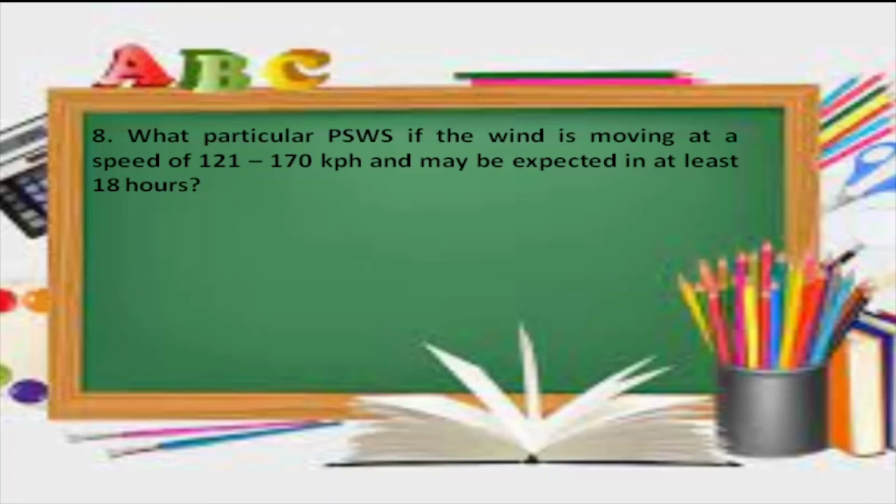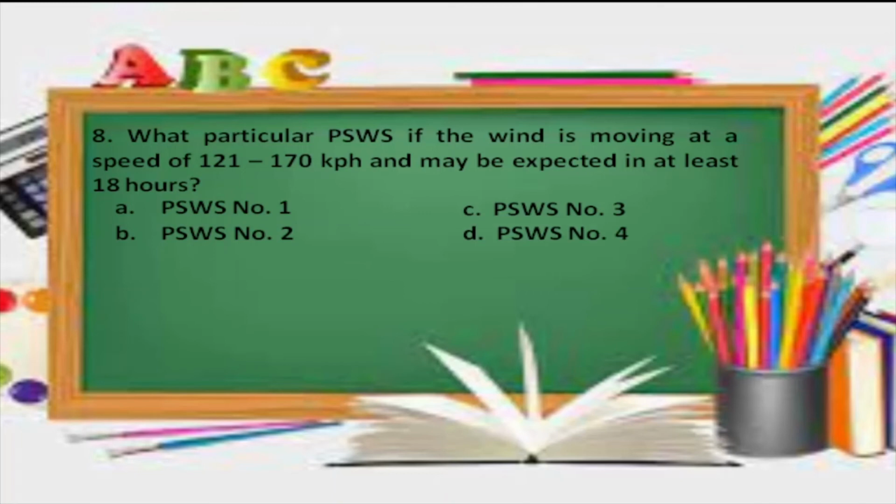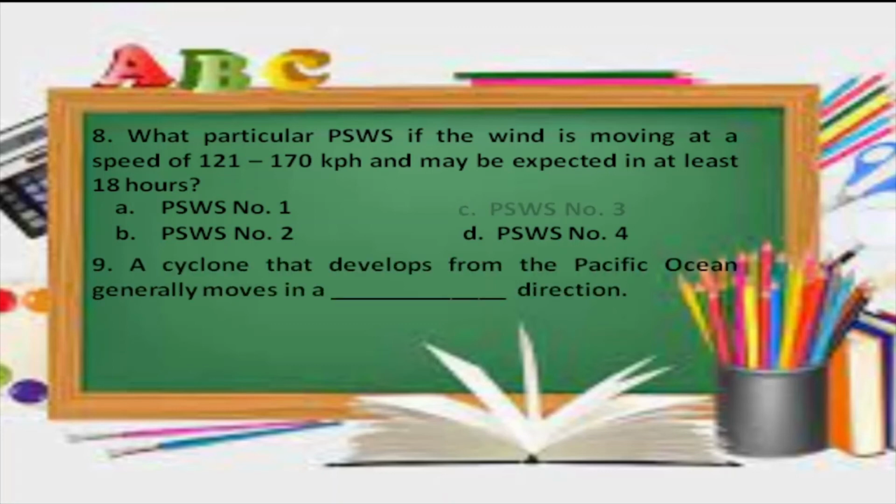What particular PSWS if the wind is moving at a speed of 121 to 170 kilometers per hour and may be expected in at least 18 hours in your locality? A. PSWS number 1. B. PSWS number 2. Letter C. PSWS number 3. And letter D. PSWS number 4. The answer is letter C. PSWS number 3. Let's have number 9.